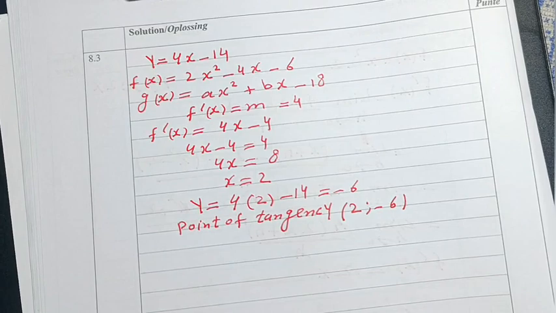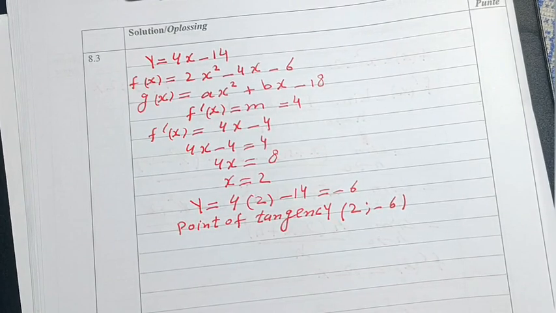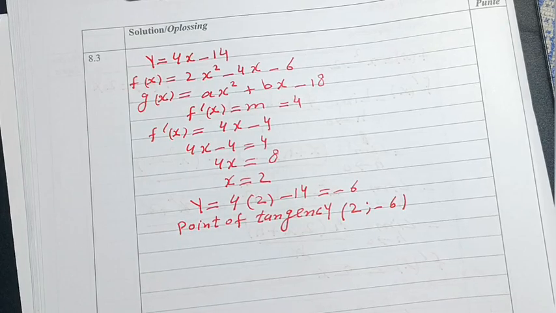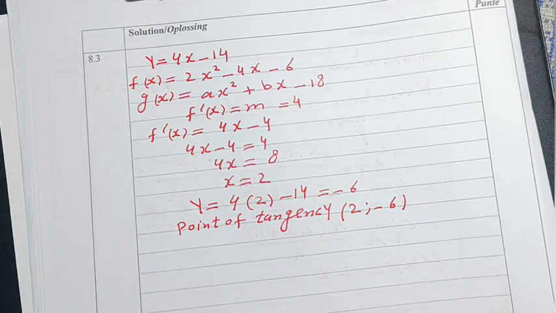Now we're gonna analyze g of x. Use the point of tangency for g of x as well, because y is equal to 4x minus 14 is also tangent to g of x. The point of tangency (2, negative 6) must also lie on g of x.